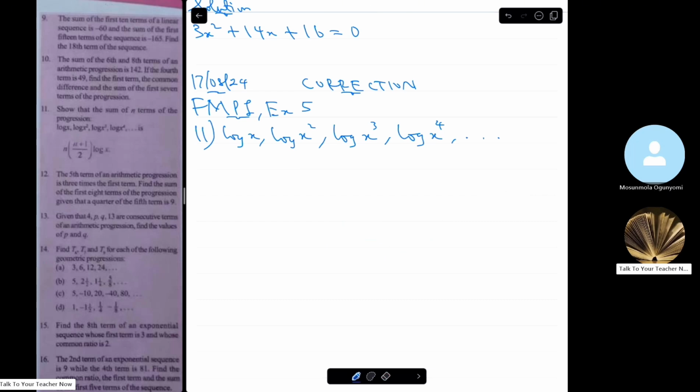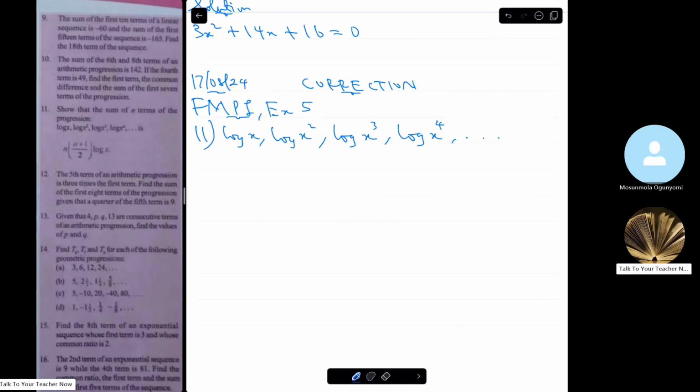First of all, we need to find out what kind of sequence it is. Is it a geometric or an arithmetic progression? Is it a linear or an exponential sequence? That's when you know what formula to use to determine the sum of n terms. Do you understand? Yes, sir.